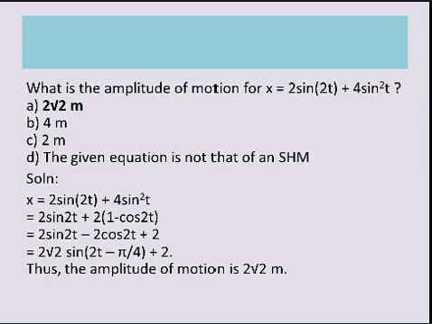As we know, sine or cosine or a combination of these two is nothing but simple harmonic motion. So they gave us x is equal to 2 sine 2t plus 4 sine square t. When we solve, we will get 2 sine 2t plus 2 into (1 minus cos 2t). We are making it in terms of 2t, theta is equal to 2t. So 2 sine 2t minus 2 cos 2t plus 2. This is nothing but 2 root 2 sine (2t minus pi by 4) plus 2. So the amplitude is 2 root 2 m.